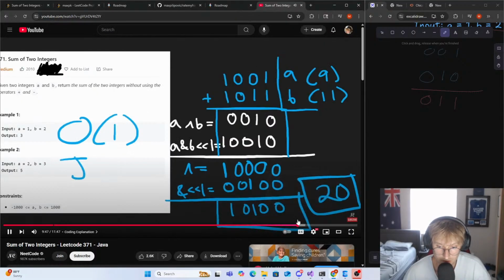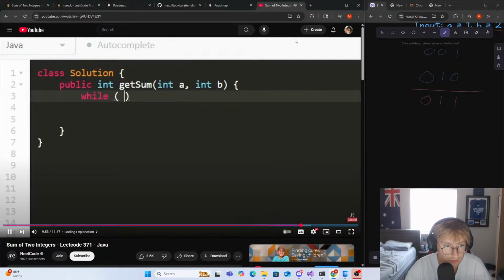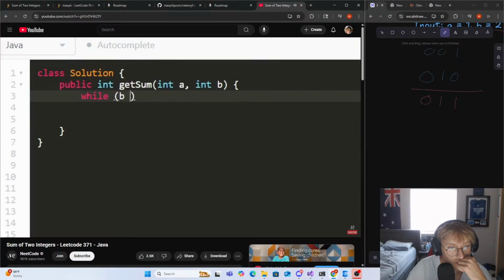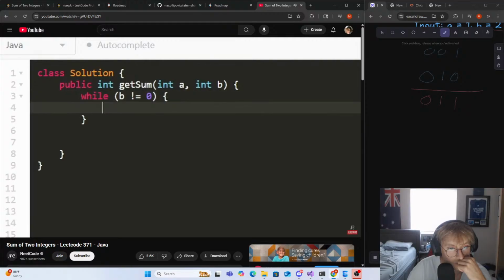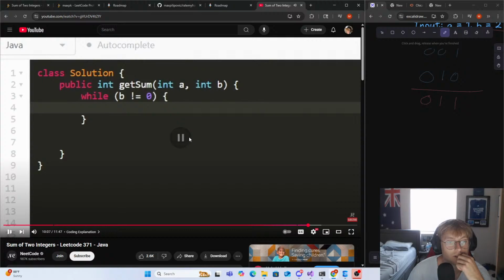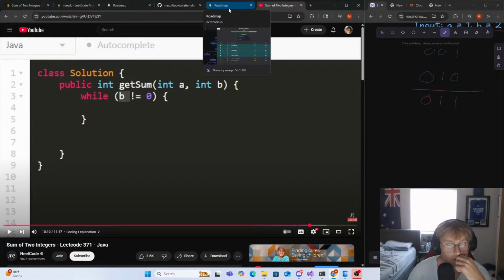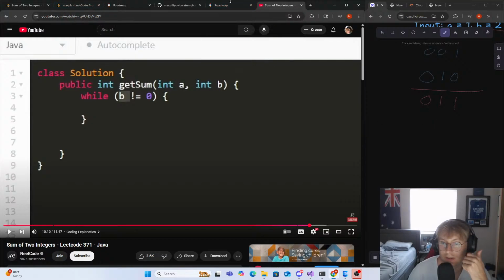I want to mention, I'm just going to use Java, even though I use Python pretty much exclusively on this channel. So now let's do our loop. And remember, the condition we're doing our loop is basically until the carry value ends up being 0. And B is what, till the carry value ends up being 0. We're going to use B for the carry in this case. Okay, so B's our carry.